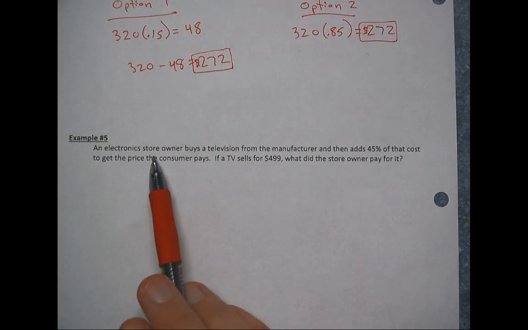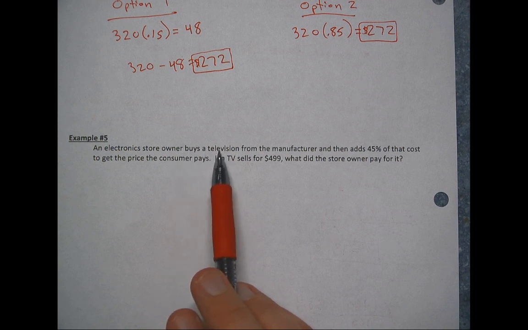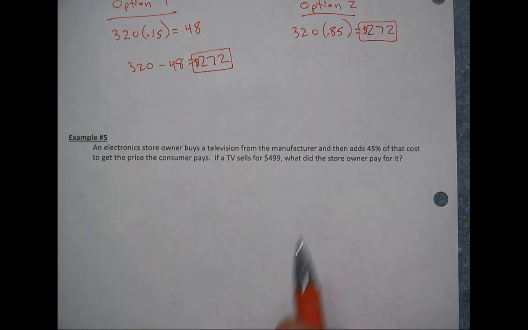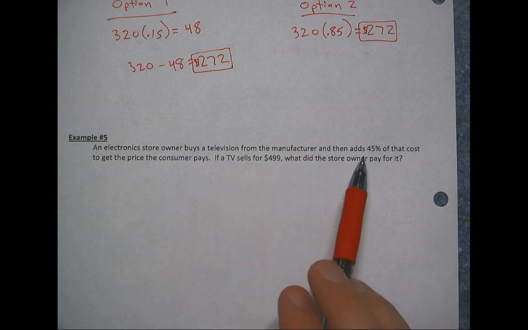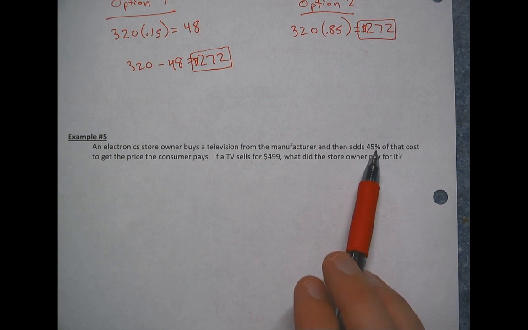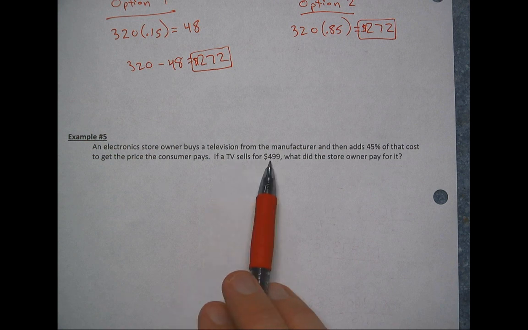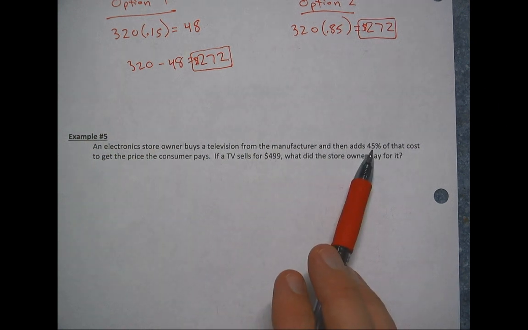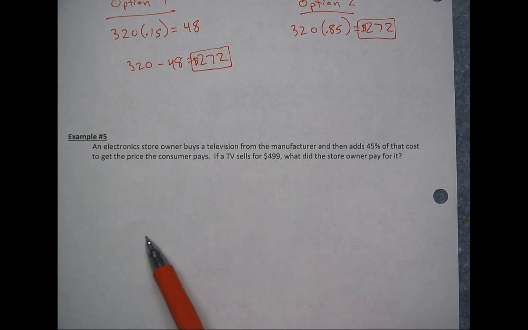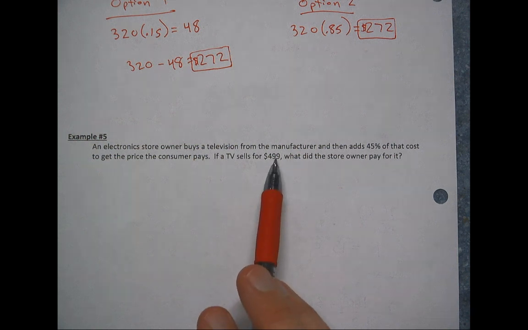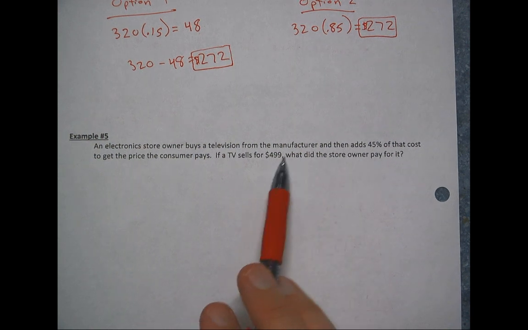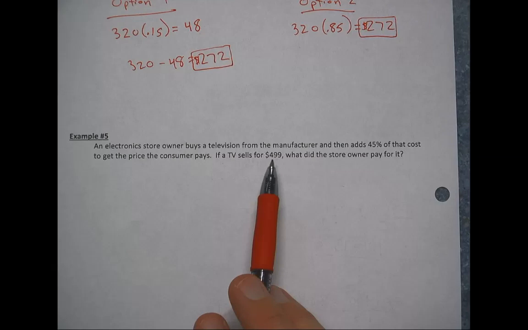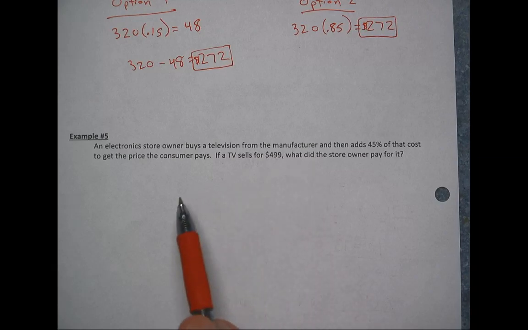So obviously, when you own a store, you're trying to make money. So you buy a television from the manufacturer, and then you have to mark it up so that you can make some money. Now, he marked it up 45%. The big mistake people want to make here is they're going to just take the $499, find 45% of it, and subtract it off to try and get back to the price. Here's the problem. 45% of this is different than 45% of the original cost.